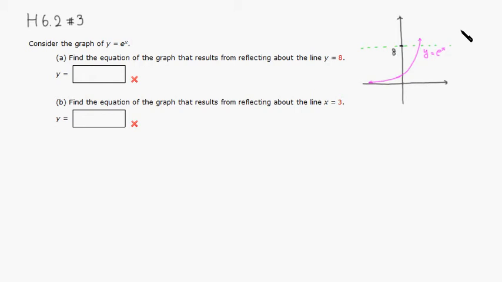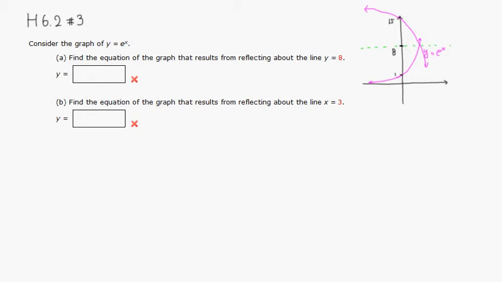We're going to reflect it about this line. So this point is 1, and if you reflect it over here, it's going to go to 15. And then it's going to look upside down, probably something like that. Then we have to think about what kind of transformation we should apply to get that.